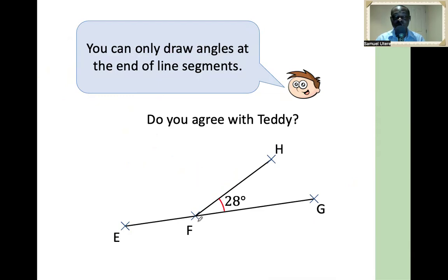Remember, vertex is important to draw your angle F. So when we drew this angle, we would have positioned the crosshair of our protractor at F and would have used our, I think, inside scale. Yes, inside scale to measure 28 degrees. Okay, so Teddy is not right. We can draw angles at any point where the vertex is defined. We just need to make sure we position the crosshair of our protractor at that point and decide to use either the inside scale or the outside scale depending on what angle we need to draw.